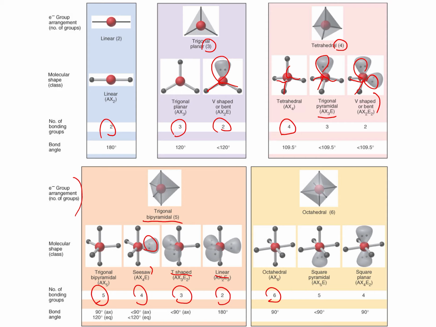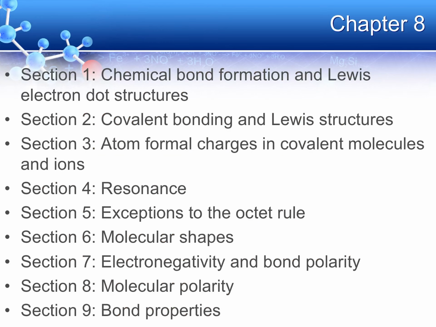And if you've got 6 regions of electron density, that is your electron pair or electron group arrangement. And if all 6 of these are in bonds, then your molecular shape is also octahedral. But if you have 5 bonds and 1 lone pair, then you're square pyramidal. And if you have 4 bonds and 2 lone pairs, you're square planar. So this is a really nice summary of VSEPR theory.